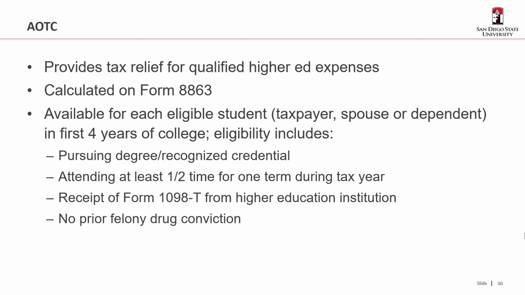You must be pursuing a degree or some recognized credential. You must be attending at least half-time for 1 term during the tax year. And you should make sure that you have a Form 1098-T from the higher education institution because you're required to record information from that form onto your American Opportunities Tax Credit.